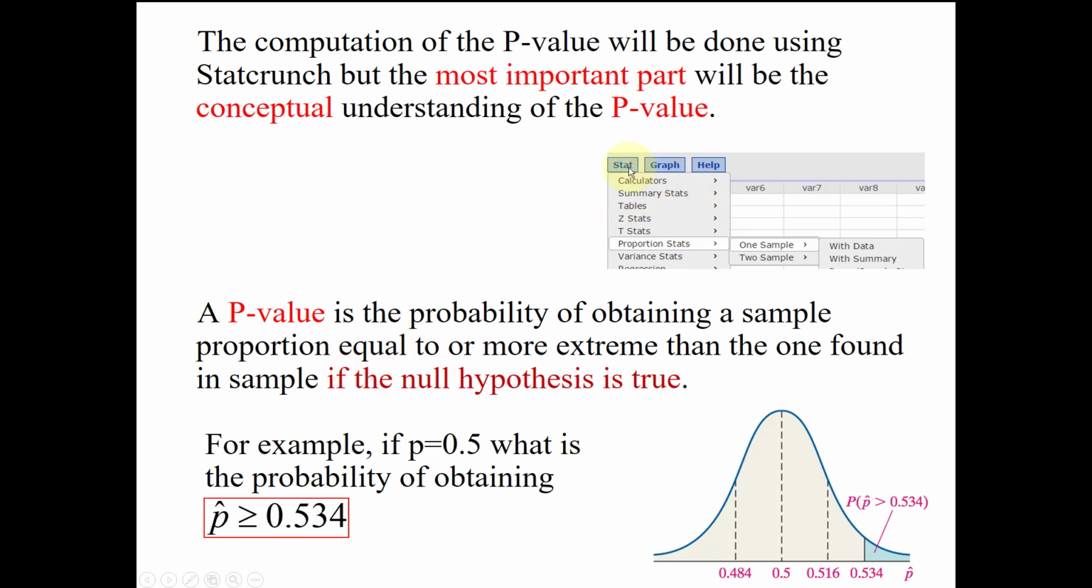To compute p-values, you just go to Stat, Proportion Stat, One Sample, either with data or with summary. If they give you the number of successes and the sample size, then it's summary. If you have raw data, it'll be data, and then you'll get a p-value from that.